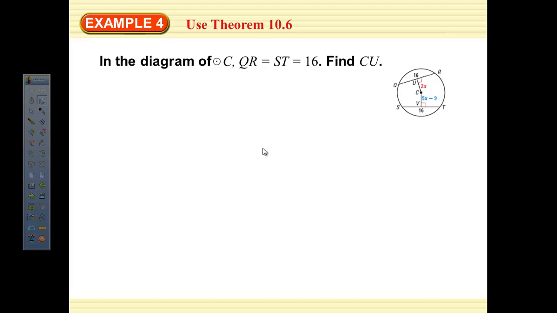Okay, now we're using another theorem from this section, which states that if these two chords, ST and QR, are equal, as you can see this is 16 and that's 16, then we know that they're equidistant from the center. Therefore, CV and CU would be equal.